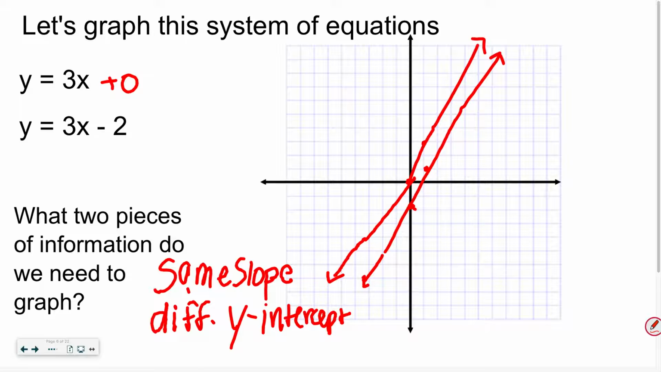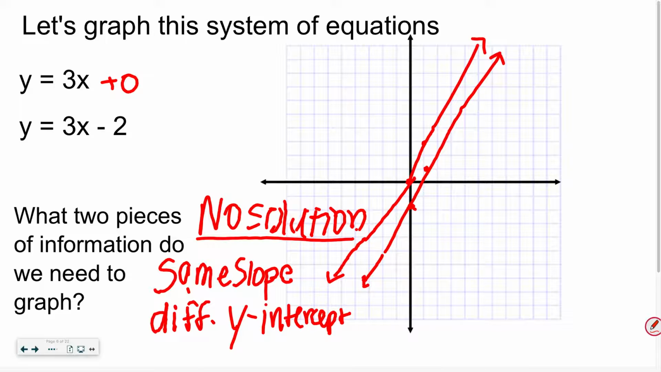So what's their solution? For the two lines, both of them combined, there's really no solution, because none of them cross each other. There is no solution. So this system has no solution. We can tell right from the equation: they have the same slope, different y-intercept. When we graph them, they're parallel.